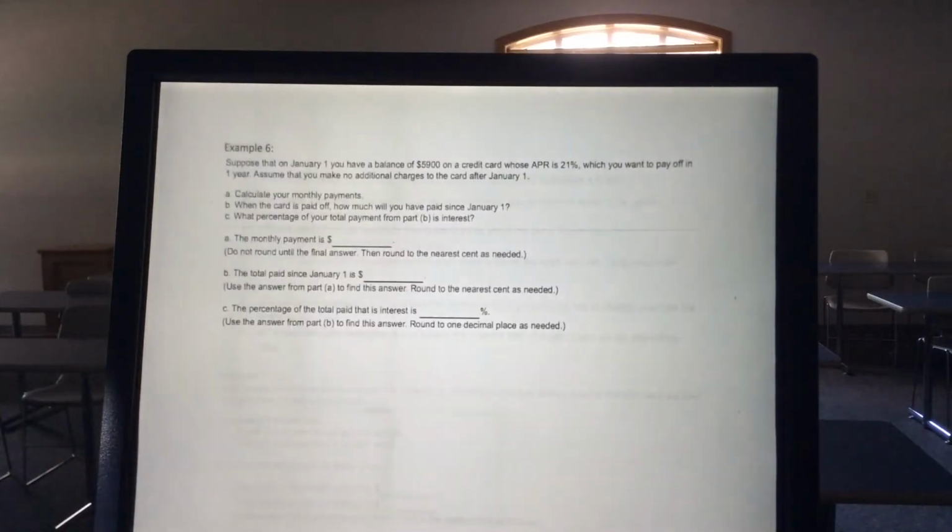Okay, here's another example. Suppose that on January 1, you have a balance of $5,900 on a credit card whose APR is 21%, which you want to pay off in 1 year. Assume that you make no additional charges to the card after January 1st. So here you're going to calculate your monthly payments, and then when the card is paid off, how much will you have paid since January 1? What percentage of your total payment from Part B is interest?